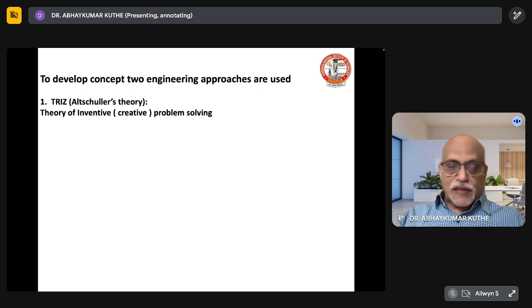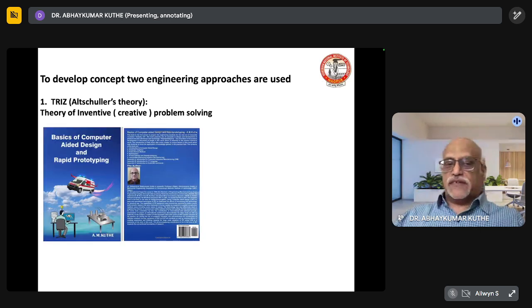I'm also happy to tell you that in my book, which I have written, Basics of Computer Design and Rapid Prototyping, which is available on Amazon, I have discussed this TRIZ theory extensively, even with various examples, in one of the chapters called Product Design. It will be quite interesting for you to look into that particular aspect. This is the paperback version of the book which is available on Amazon.